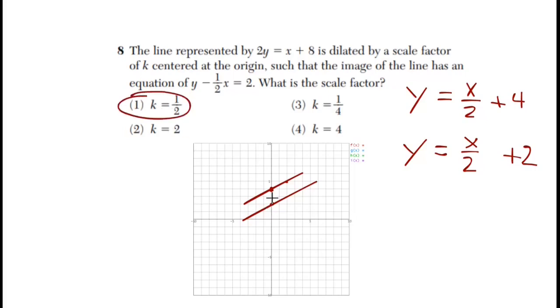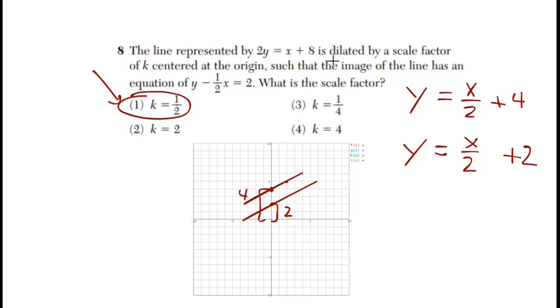Now, the important thing here is that it's centered at the origin. If it was centered anywhere else that's not the origin, it would be a different method that we would go about solving this. But basically what that's saying is all the distances of these points from the origin of the original line are now half of the distance on the new line. And the easiest one that I want you to pick, I don't even want you to pick any others, just pick the y-intercepts, because you can easily see, from 4 to 2, that's divided by 2, or multiplying by 1/2. Boom, there's our scale factor. Okay, so that's all we're doing for this one.